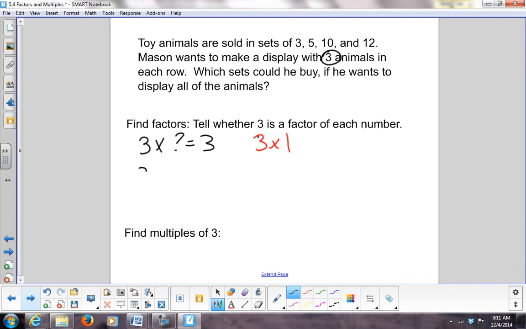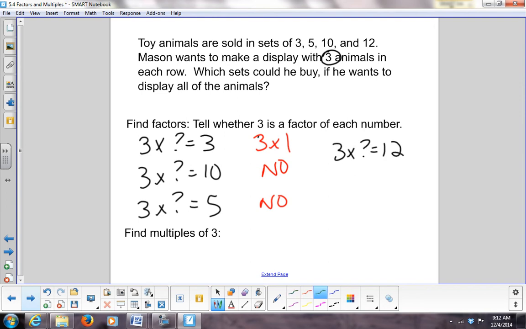How about 10? No, can't be done, right? 3 times 3 is 9. That's the closest we can get. How about, oh, I skipped 5. 3 times what equals 5? Nothing. 3 times 2 equals 6. And last one, 3 times what equals 12? 4. 3 times 4 equals 12. So which 2 sets could he buy?